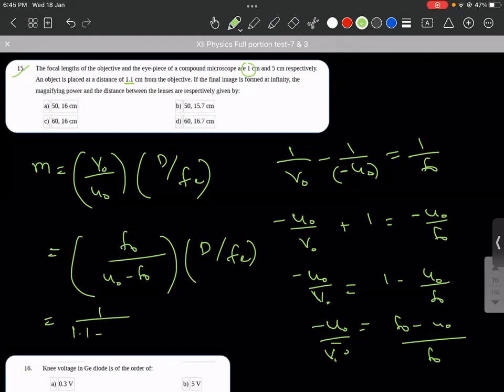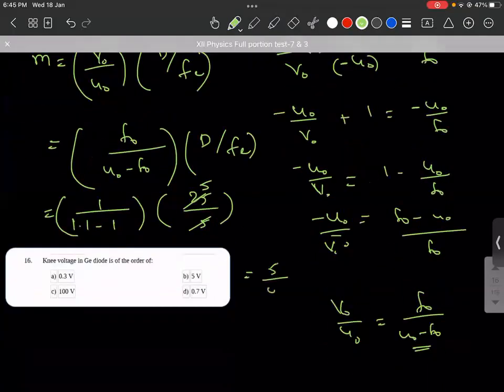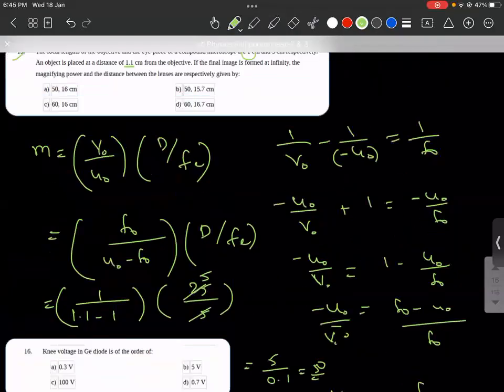1.1 minus, what is the value of f naught again? 1 into d is 25 divided by Fe is 5. So this and this will get cancelled. So 5 divided by 0.1, it is going to be 50. 50, oh, there are two options.